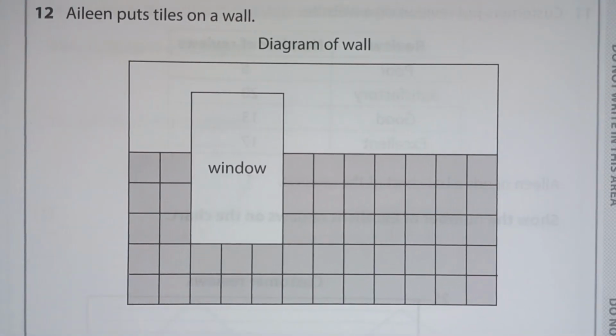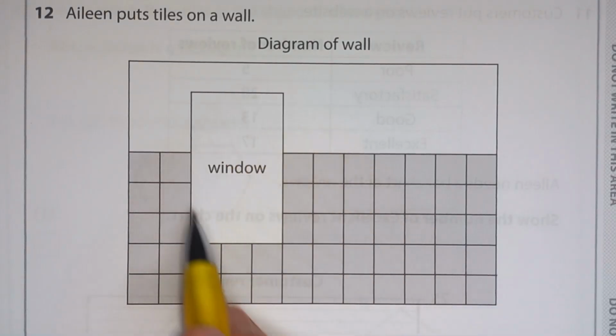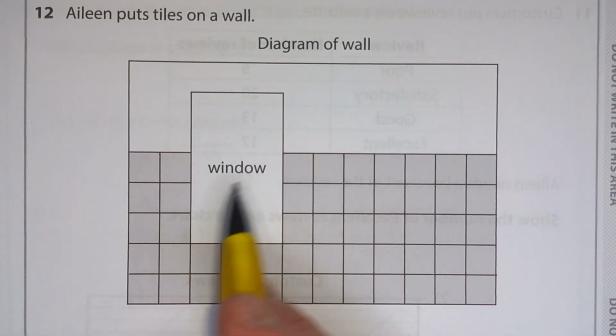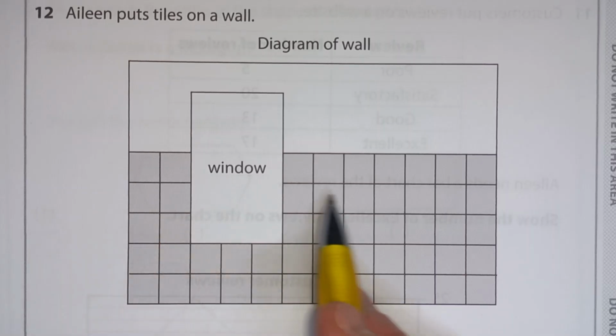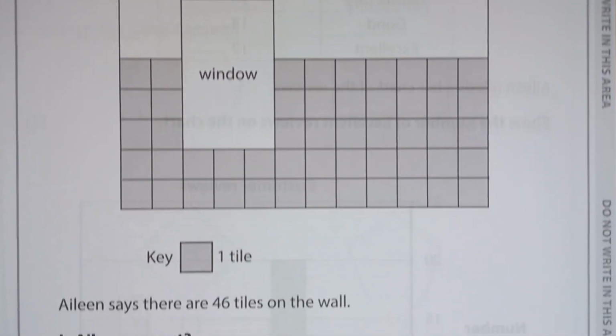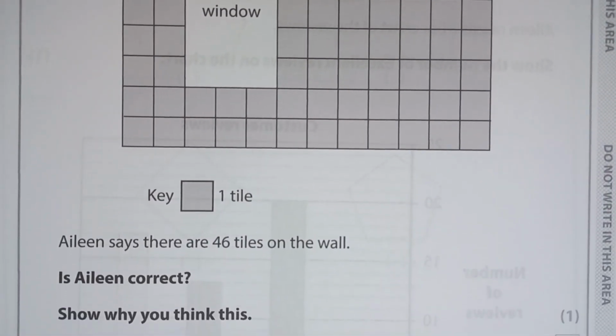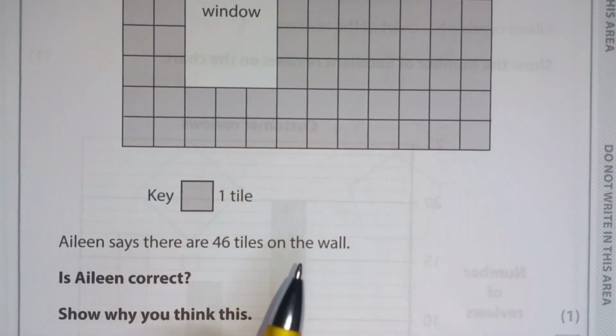Question 12. Aileen puts tiles on a wall. Here's our diagram of a wall. We've got a window here, and we can see the tiles going around the window. We've got our key here that this is one tile, which is what you could probably guess. Aileen says there are 46 tiles on the wall. Is Aileen correct? Show why you think this.